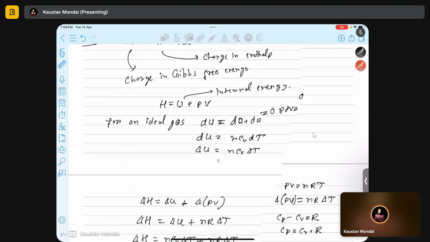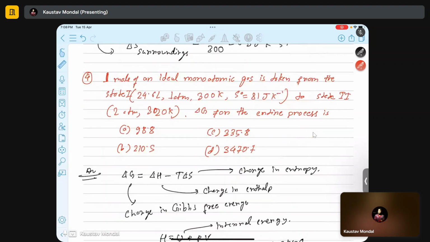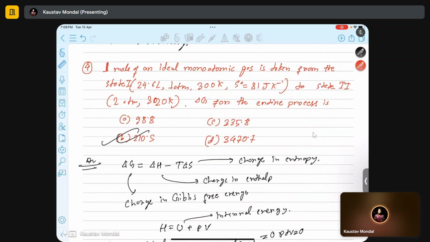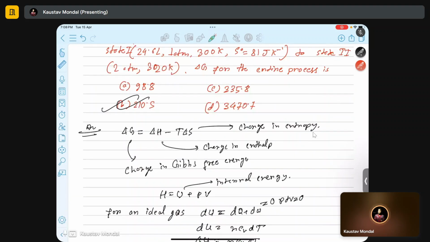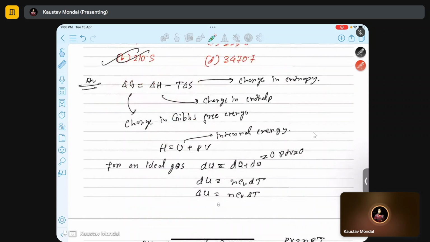This is how you should calculate it, guys. Okay, question number 4 is done. So how have we calculated? We know delta G is delta H minus T delta S. So in order to calculate the Gibbs free energy, we have to calculate both the change in enthalpy delta H and T delta S.